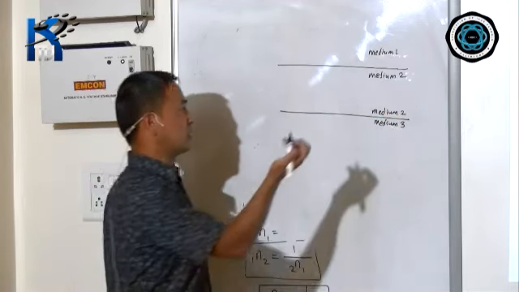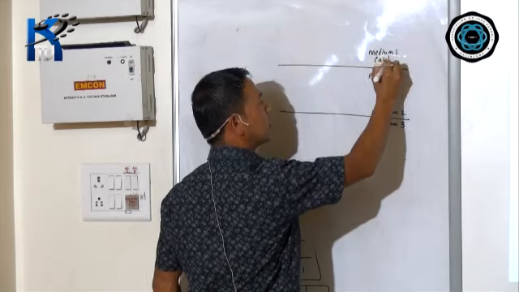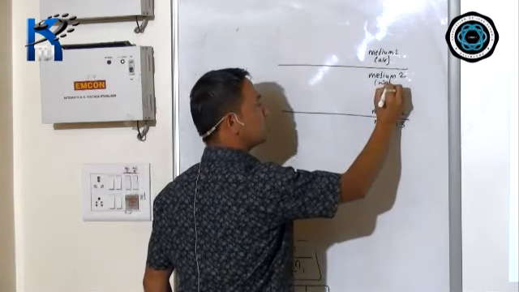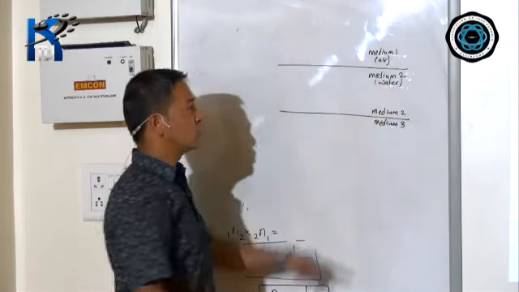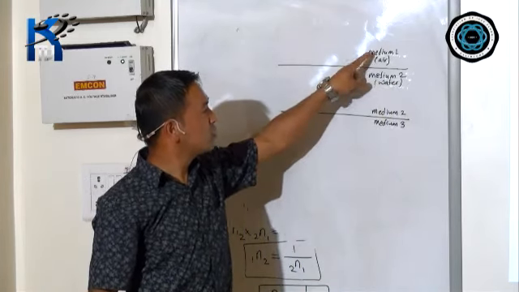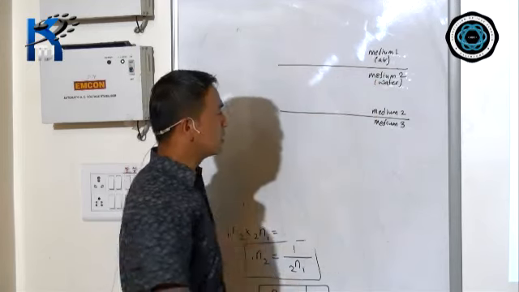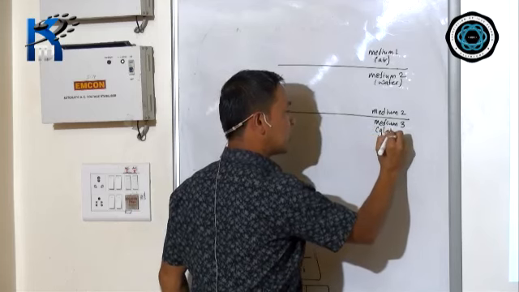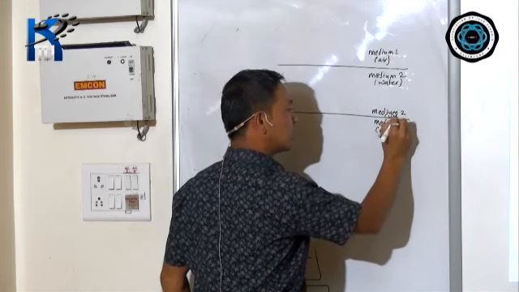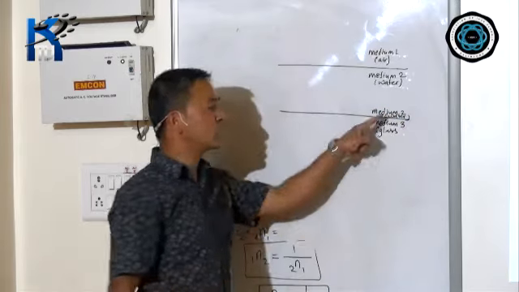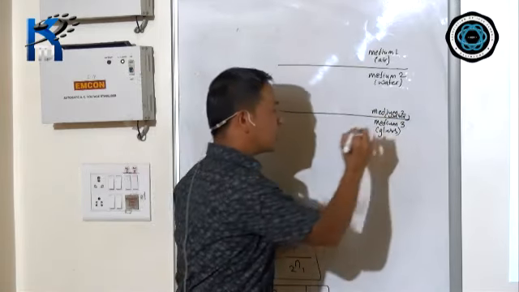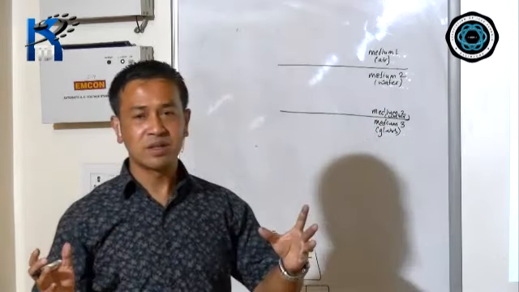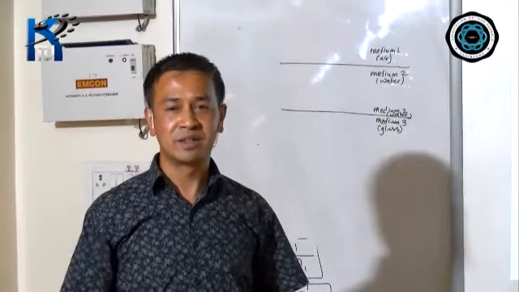Now medium 1, let me take this as air, an optically rarer medium. Medium 2, let me consider as water, a denser medium. So air is the rarer medium, and water is the denser medium. And this is glass. If I take medium 3 as glass and medium 2 as water, then between water and glass, water is the rarer medium with respect to glass.